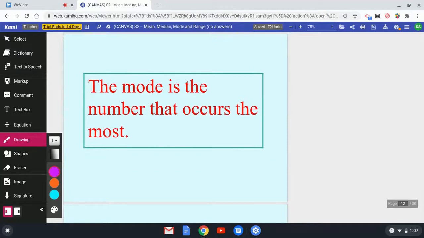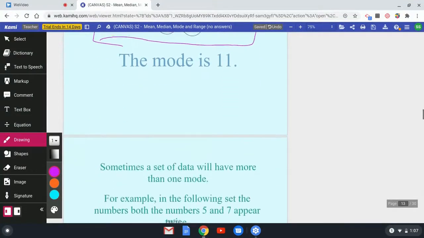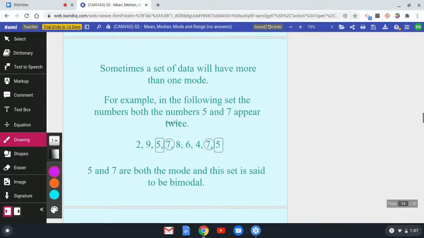This one is the best one, the easiest. The mode is the one that appears the most. Notice how they kind of sound the same, right? The mode of this set, what number shows up the most? 11, right? Because it shows up the most. Sometimes a data set might have 2 modes. For example, look at this set right here.